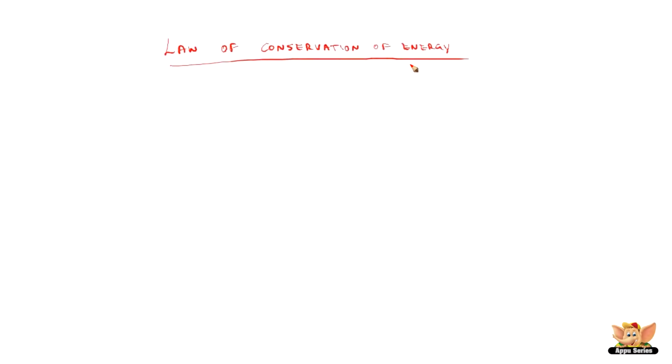Law of conservation of energy. Basically, what this law states is that when an energy gets transformed into another form of energy, as we have just noticed in the previous section, the transformation of energy from one form to another, the total amount of energy remains constant. So that is what this law says.